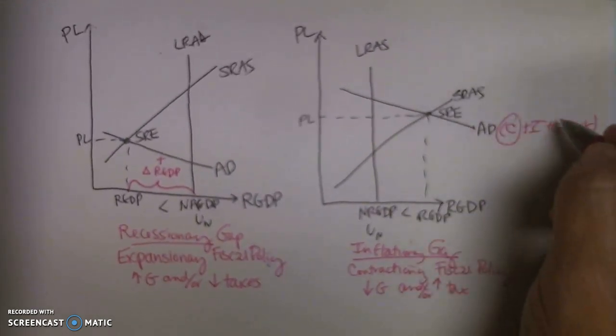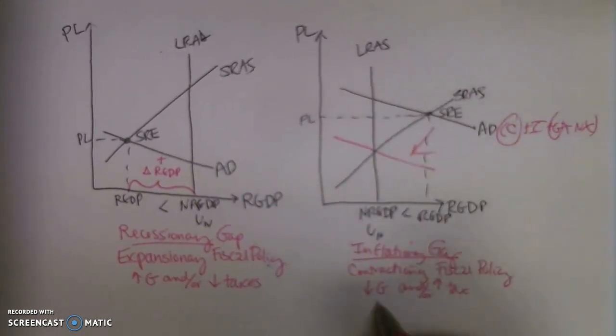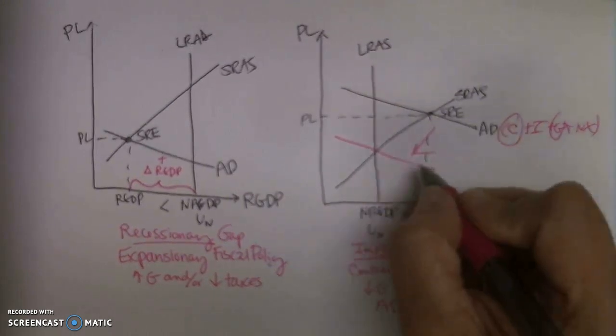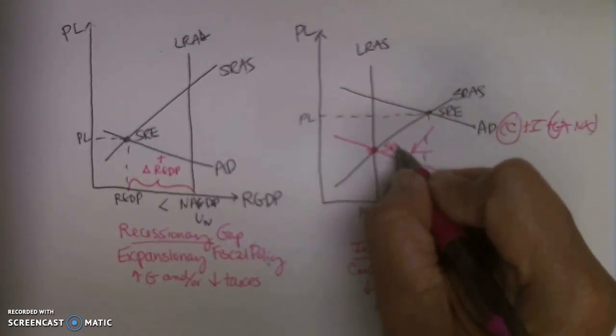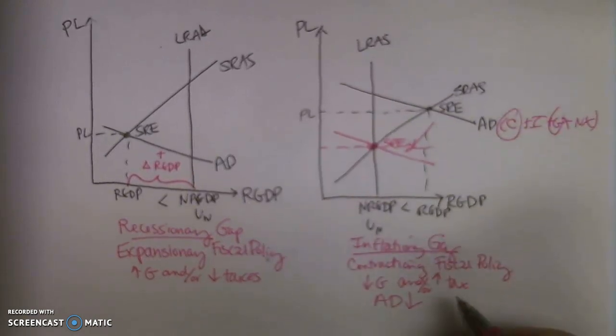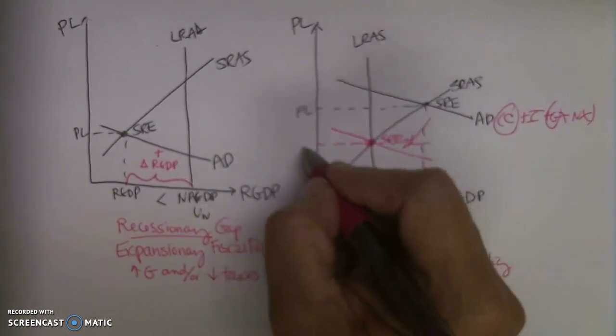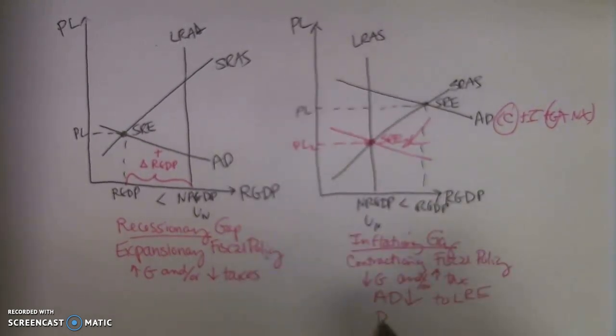So we're going to affect consumption and government spending, and we're going to move the AD curve. We're going to decrease aggregate demand. Aggregate demand will go down all the way to long run equilibrium. Okay, now if we do that, look what occurs though. We're decreasing aggregate demand all the way to LRE, long run equilibrium. As a result, our price level drops. So if we have price level going down, that means that we have deflation occurring.